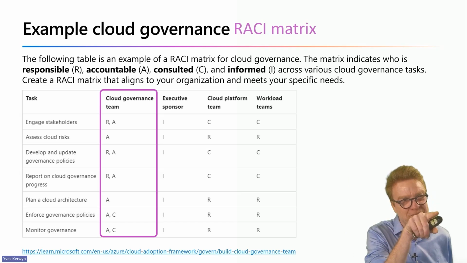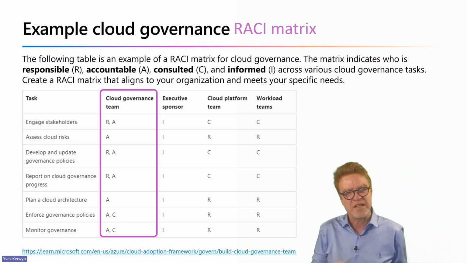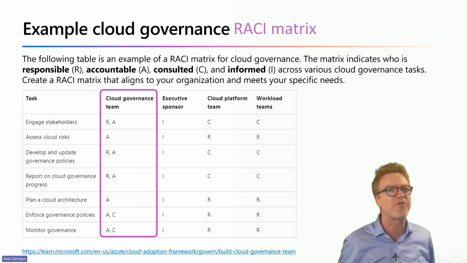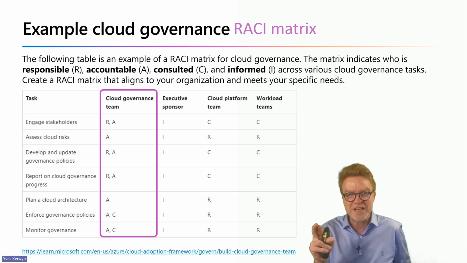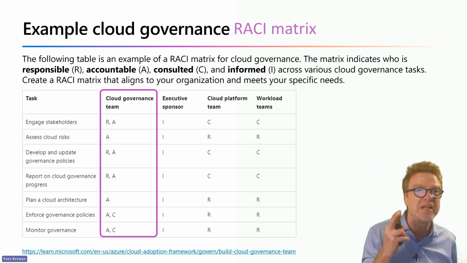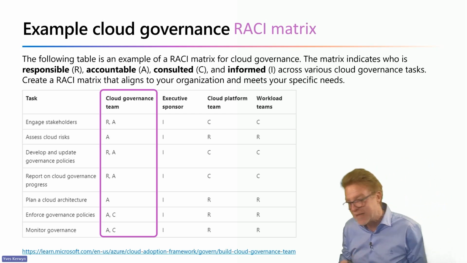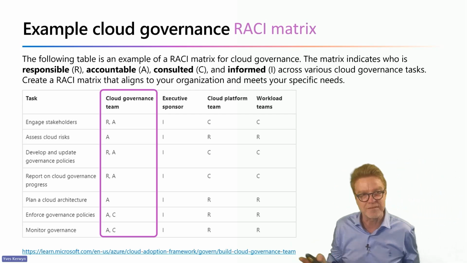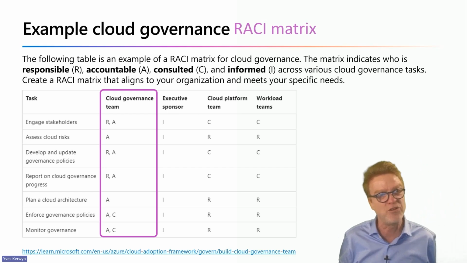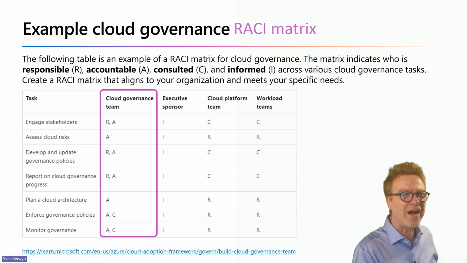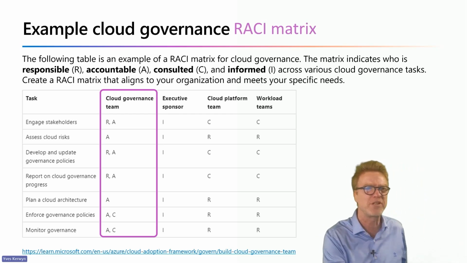And for instance, engage the stakeholders: as a governance team, you are actually responsible for that. It's not the executive sponsor that needs to identify the stakeholder. It is the people of the governance team. They need to consult, talk to, and have a connection with the stakeholders and know what the stakeholders care about. They're also accountable for engaging. That's fully the responsibility of the engagement.